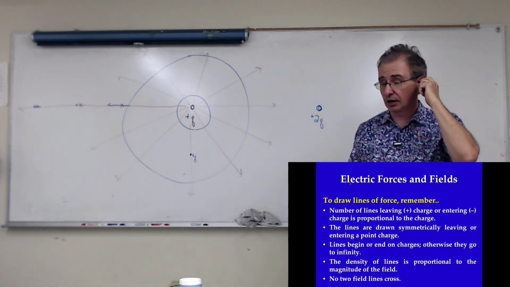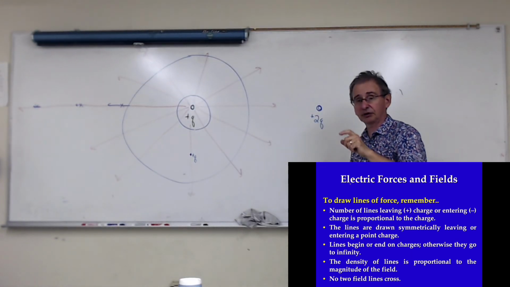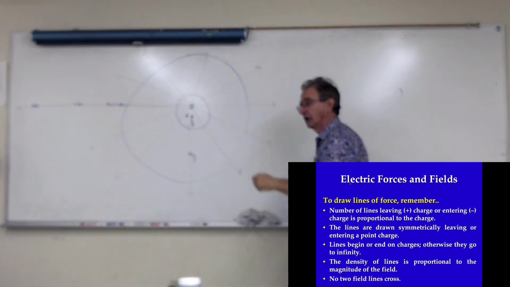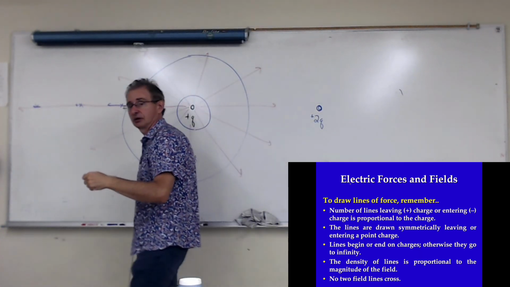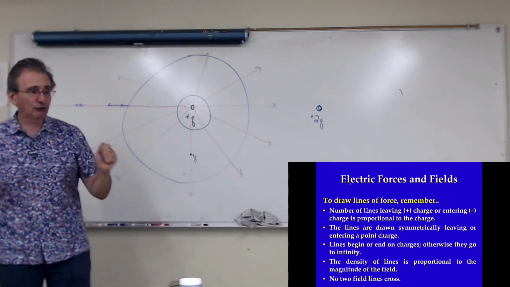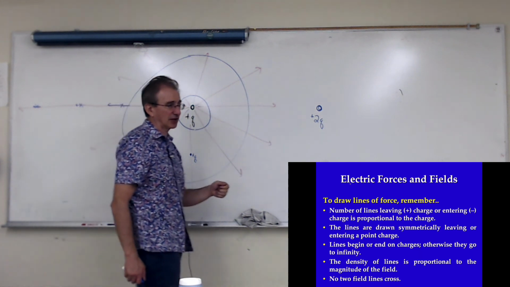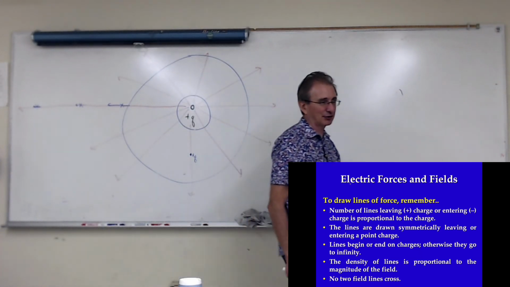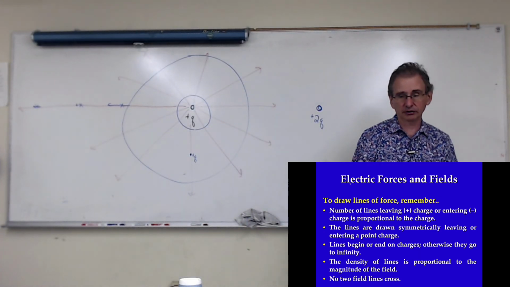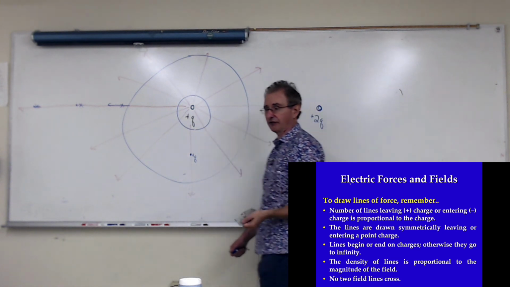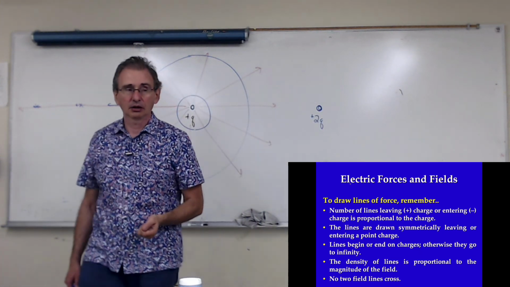Remember, with the electric field we assign a unique vector in every location in space. If two field lines cross, that means I've assigned two different directions for the electric field at one location in space. That's not a field. That's not a vector field then. Okay?